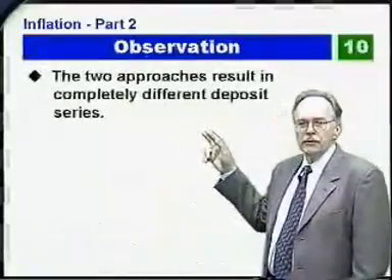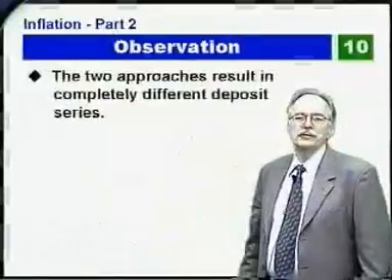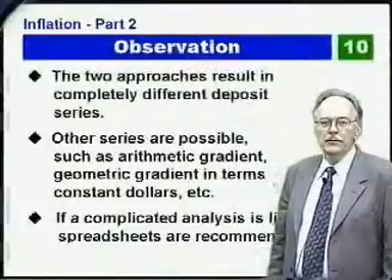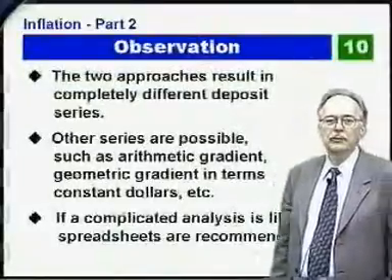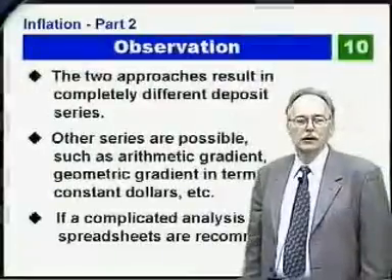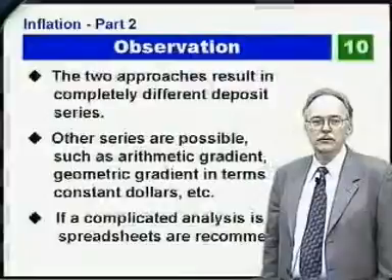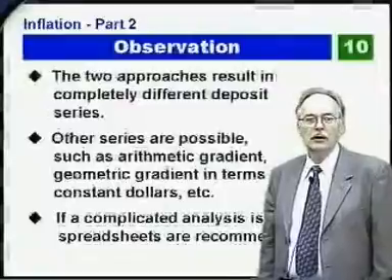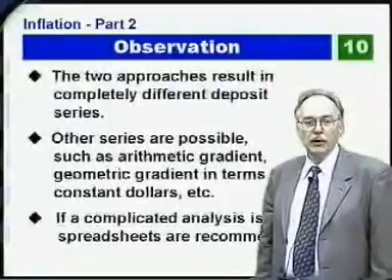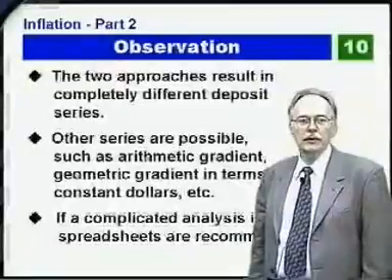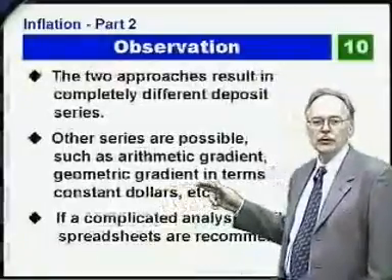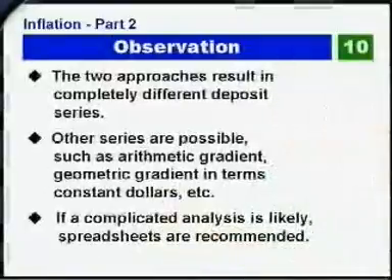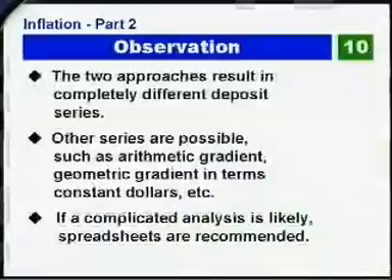Now, we already observed from the chart that the two approaches result in completely different deposit series. Other series are possible, such as arithmetic gradient, geometric gradient in terms of constant dollars, and so forth. Normally, when people advance in their careers, they get salary increases in terms of real purchasing power. In other words, their salary increases are greater than the rate of general inflation, and perhaps they are able to afford a greater savings amount as the years go by. So you might have a geometric gradient in terms of constant dollars. If the analysis gets really complicated, of course, then you probably are going to want to use a spreadsheet to do the arithmetic.